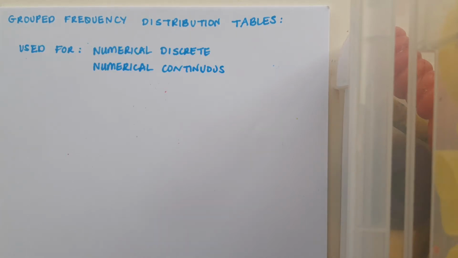This video is about grouped frequency distribution tables. These kinds of tables are used for numerical discrete and numerical continuous data. I'm going to show you how to create a grouped frequency distribution table from a list dataset, and then we're going to have a look at how to do calculations on it as well.